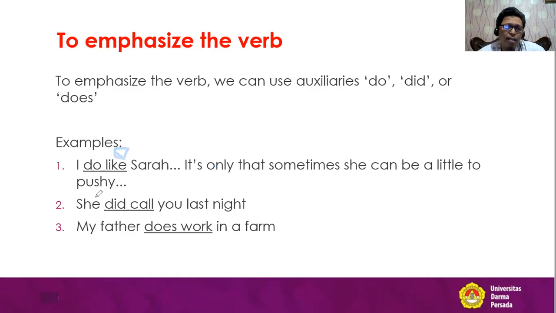Okay. Next, she did call you last night. She did call you last night. So everybody will have did, and then after that we have call. That means the sentence uses did in order to stress, in order to emphasize the verb call. Okay, so that means she really called you last night. She really called you last night. Number 3, my father does work in a farm. My father does work in a farm. Everybody, we have the word does in order to emphasize the word work.